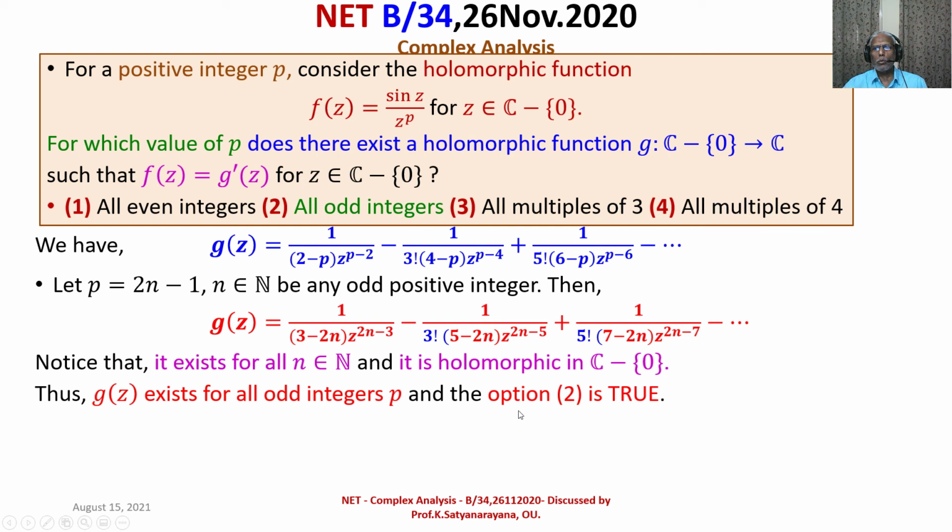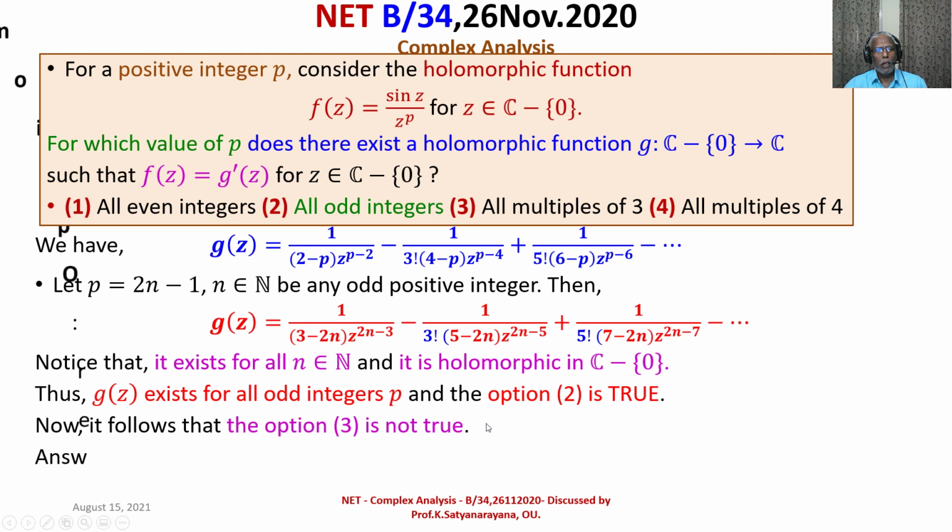Because option 2 is true, option 3 is not true. Why? All multiples of 3 also contain even integers. For example, 6 is a multiple of 3 and 6 is an even integer. For an even integer it does not exist. So therefore it follows that option 3 is not true. Therefore our answer is option 2, that it holds good for all odd integers.